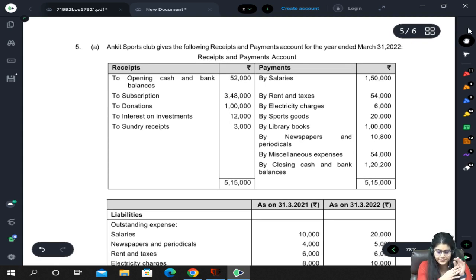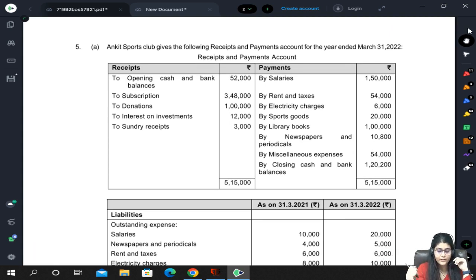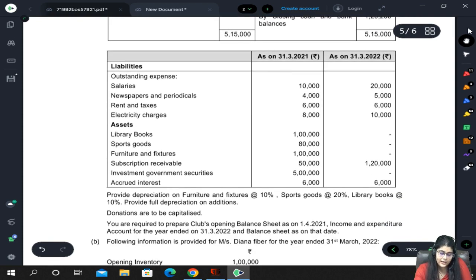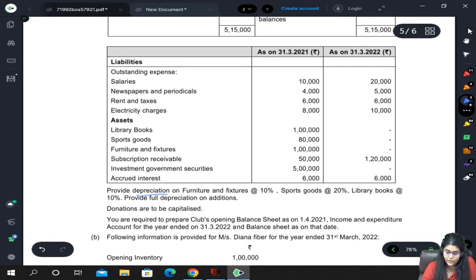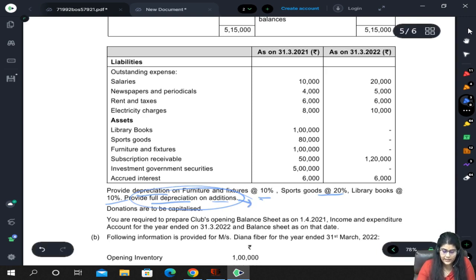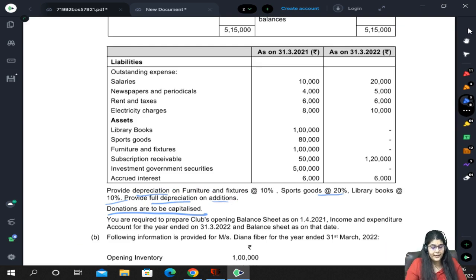Ankit Sports Club gives the following receipts and payments account for the year ended March 31, 2022. They've given us the receipts and payments, and some balances of assets and liabilities. They've asked us to provide for depreciation, 10%, 20% and 10%. Full depreciation on additions. Please don't miss this. Which basically means that on closing balance only we can charge the depreciation, right? Donations are to be capitalized. Again, very important. You are required to prepare the club's opening balance sheet, income expenditure account and closing balance sheet.